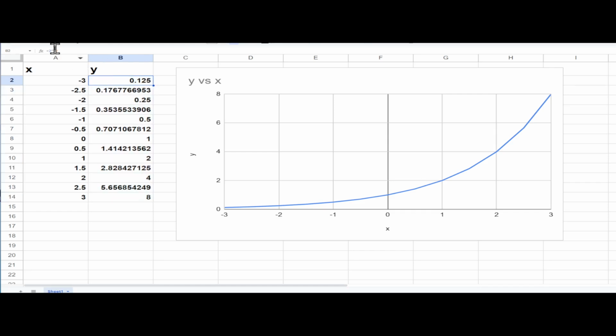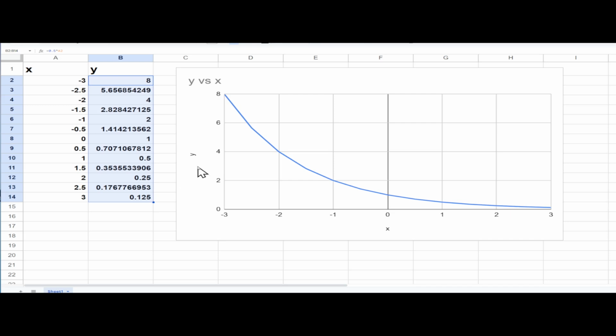What would happen if instead of having 2 to the power of the cell that's to the left of it, we used 0.5 to the power of the cell which is immediately to the left, and then did that for all of these other cells, copy that down, and there we go. We would have an exponential decay, and we already did this.